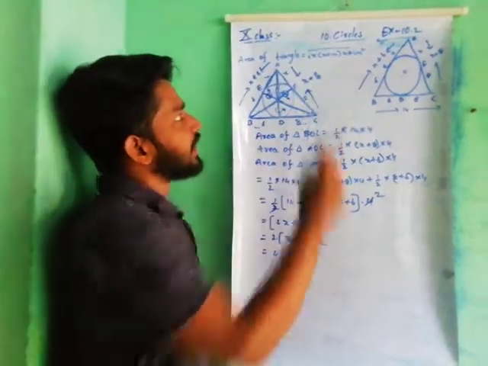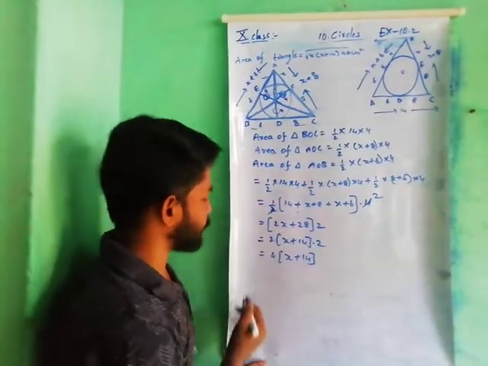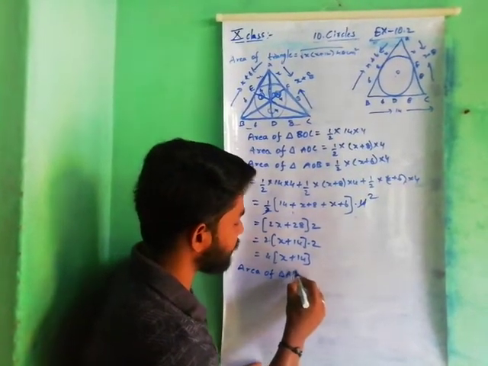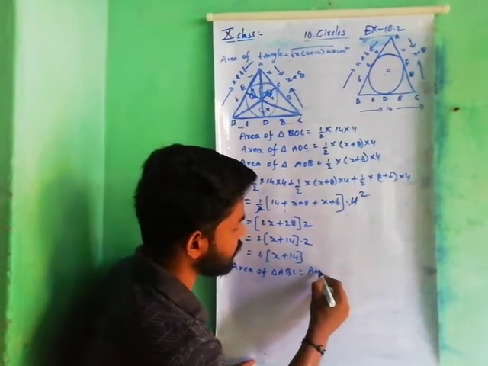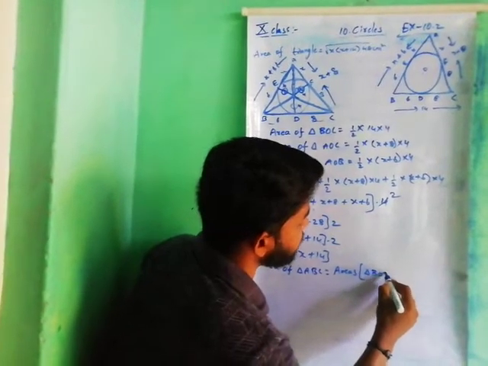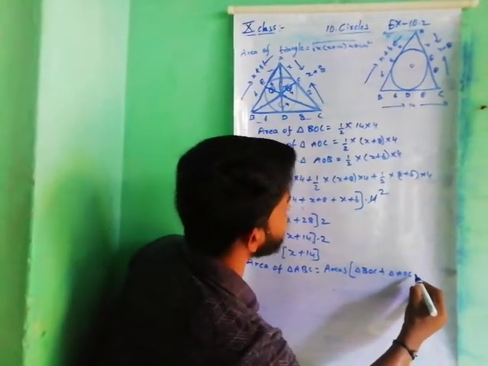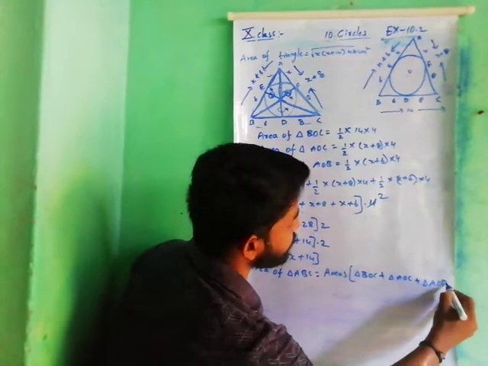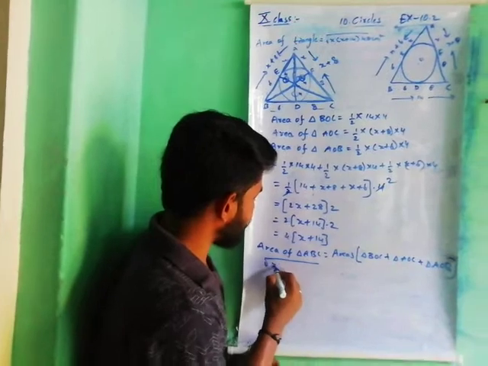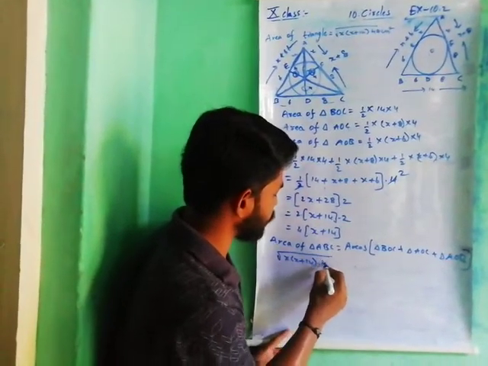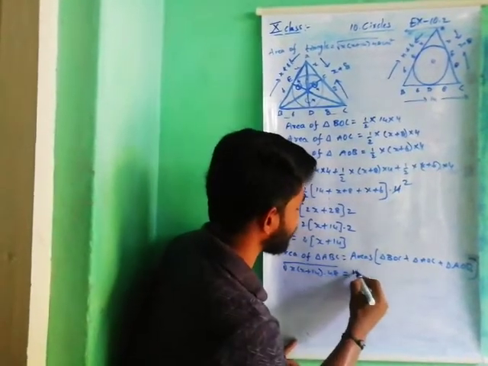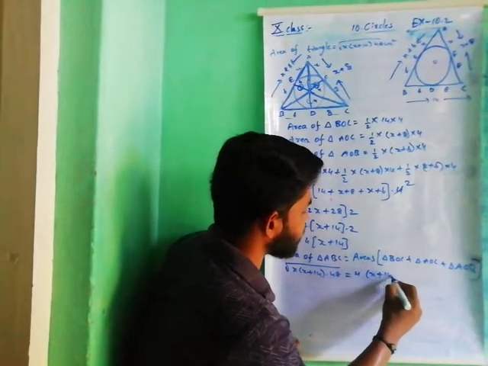And the area of the bigger triangle is this one. So now equating these two: the area of triangle ABC is equal to the areas of triangle BOC plus triangle AOC plus triangle AOB. So the area of the big triangle, how much? Square root of x into x plus 14 into 48. The sum of the areas of these 3 triangles is equal to 4 into x plus 14.